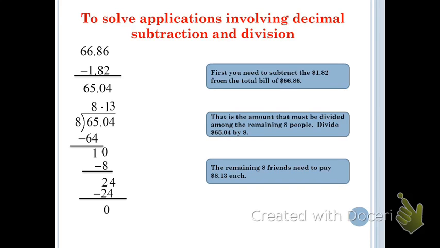First, you need to subtract the $1.82 from the total bill of $66.86. That is the amount that must be divided among the remaining 8 people, $65.04. Divide $65.04 by 8. The remaining 8 friends need to pay $8.13 each.